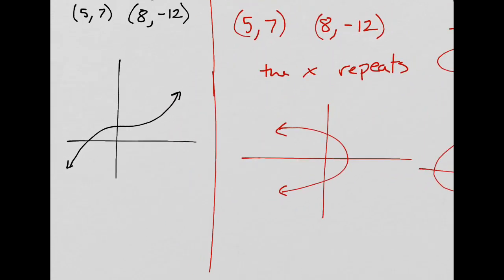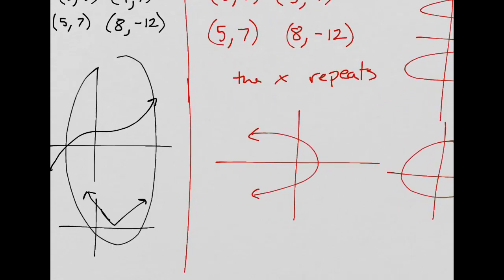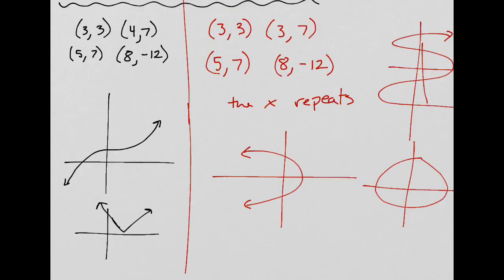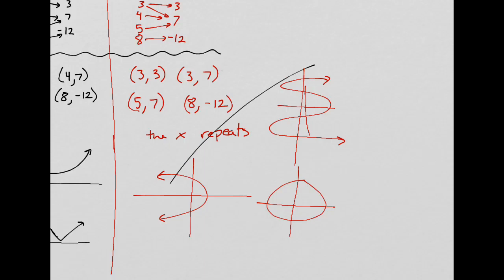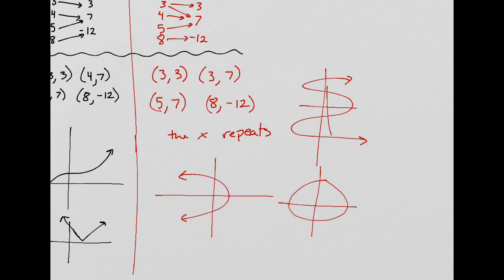Something else that is a function. Let's do more examples of that. If I have something like this, and I draw a vertical line anywhere, it only crosses once. So this passes the vertical line test. So all of this side are functions. This side are not functions. So there you go. That's the functions review.